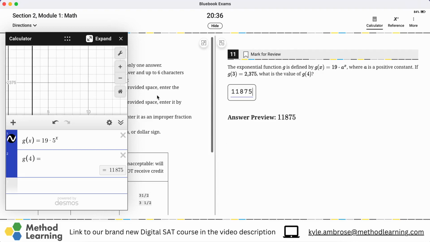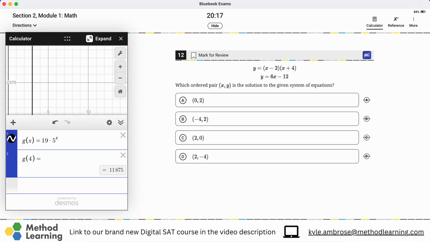So let me just refresh what we did. We put in the function just as we saw it. We knew this point (3, 2375) is on the function. So we drag the slider until we find the a value that makes the function go through the point, and then we're able to find g of 4. Hopefully that makes sense.